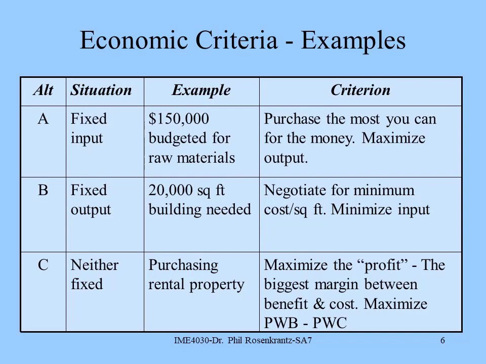And finally, case C, neither input nor output fixed, we might be looking at different rental properties. They're going to have different costs, they're going to have different benefits because they might have different rents that could be charged. So our goal there is to maximize our profit, or net present worth, the present worth of benefits minus the present worth of costs.